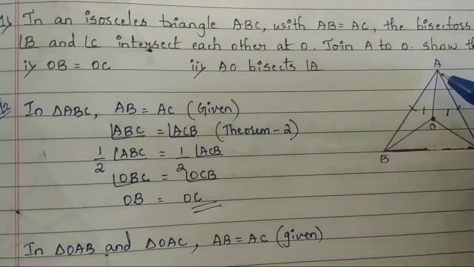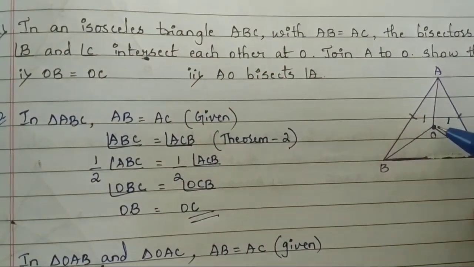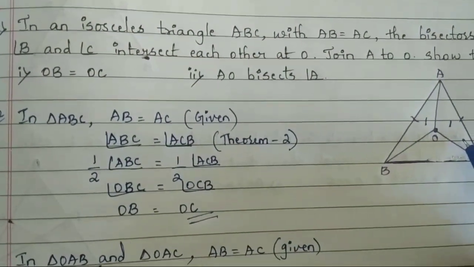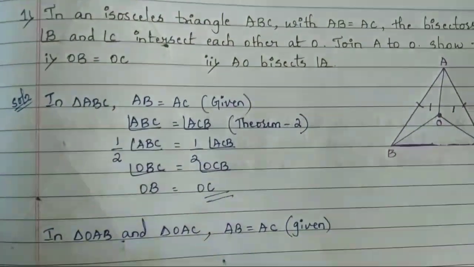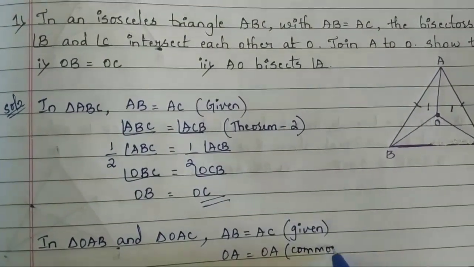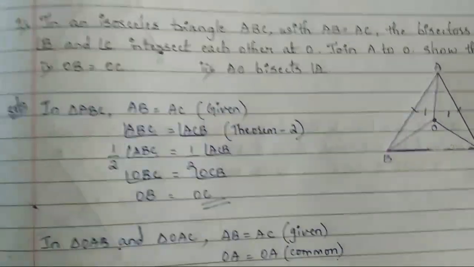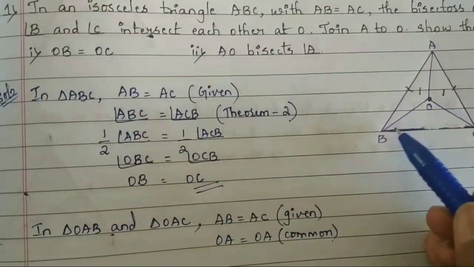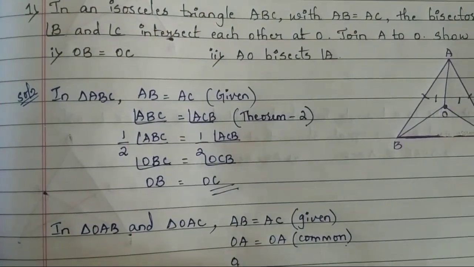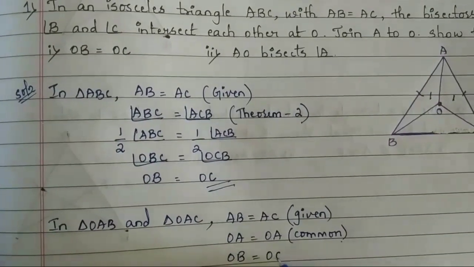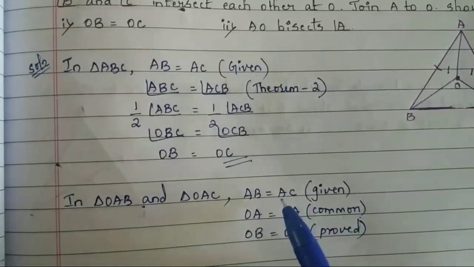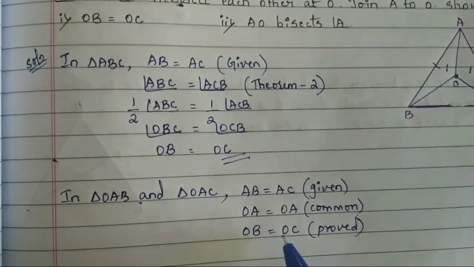Next we know one more thing, that is OA is equal to OA, because in this triangle we get this side OA, and in this triangle also we get this side OA. So we will write OA is equal to OA, which is common. Then we have proved OB is equal to OC, just now. So we can see here, this is side, side and one more side.